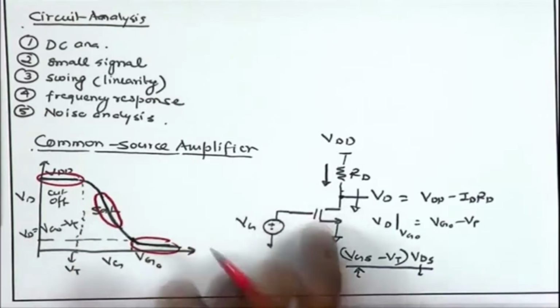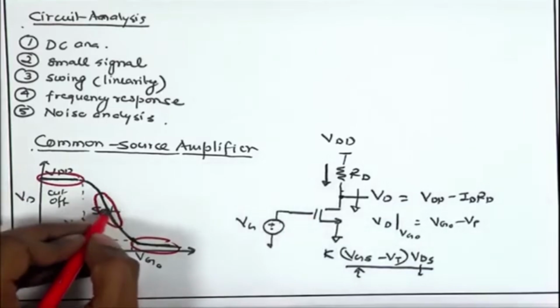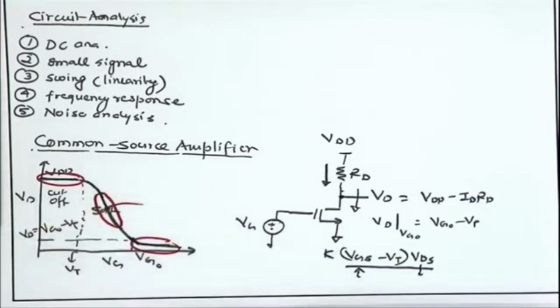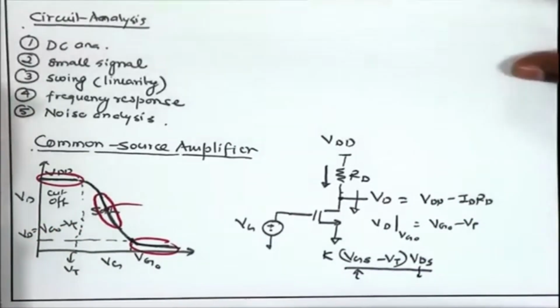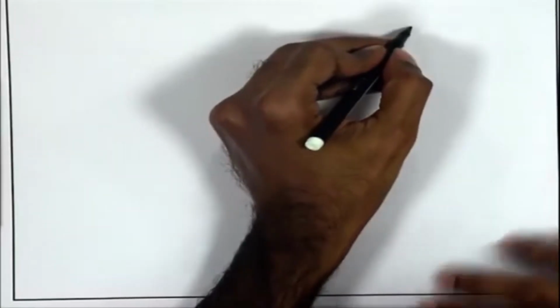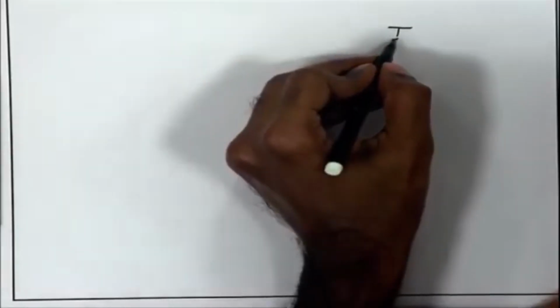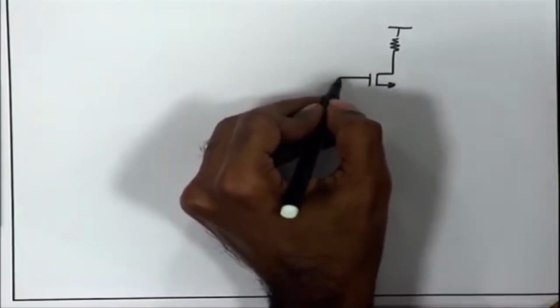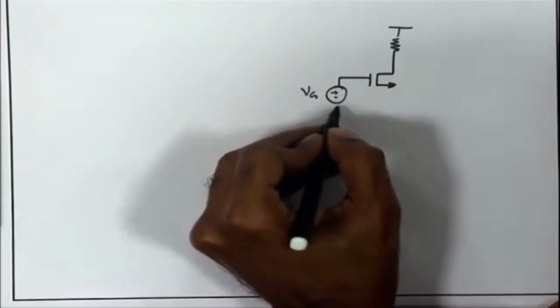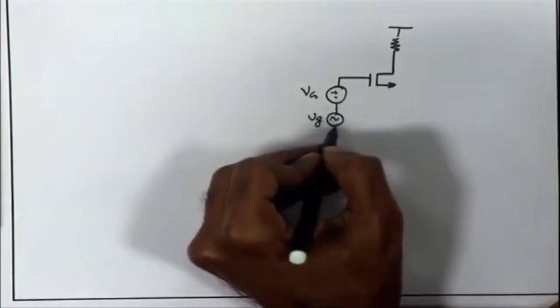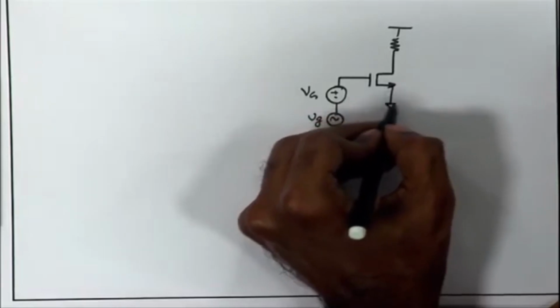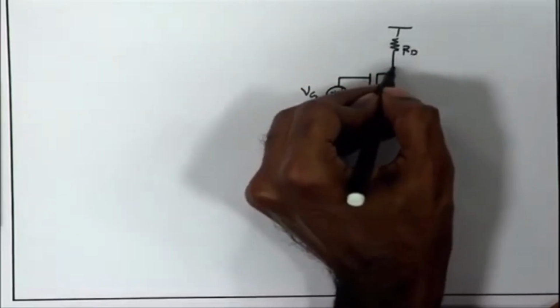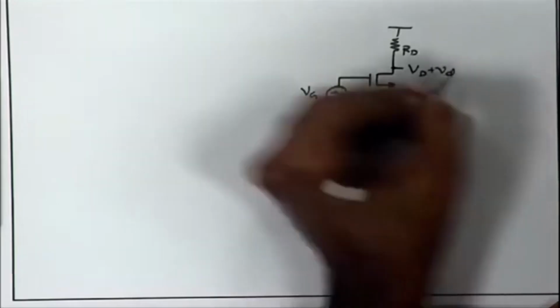Therefore, I would like to bias my transistor in the saturation region. I will try to find out the operating point such that it is in saturation region. So, let us look at the biasing consideration. Capital Vg denotes the DC value, small vg the small signal that you are applying on top of this, and you have the Rd, once again capital Vd the DC and small vd.